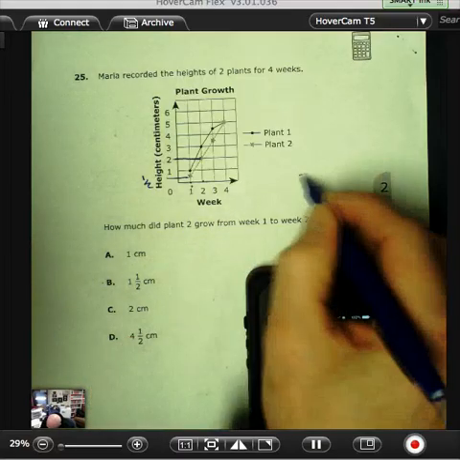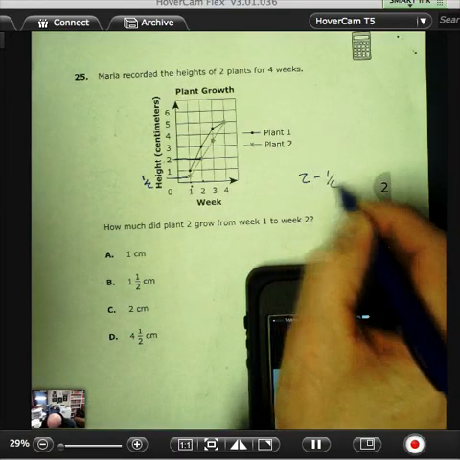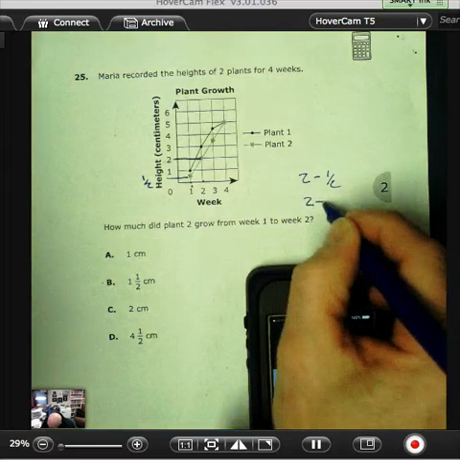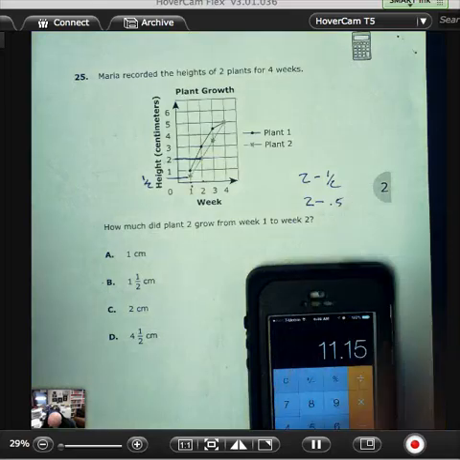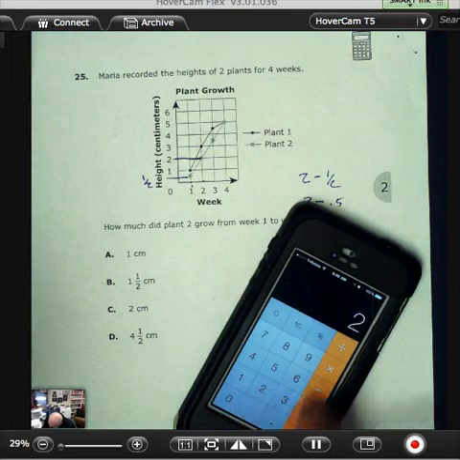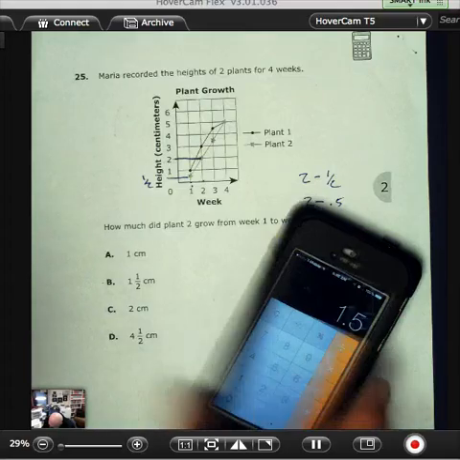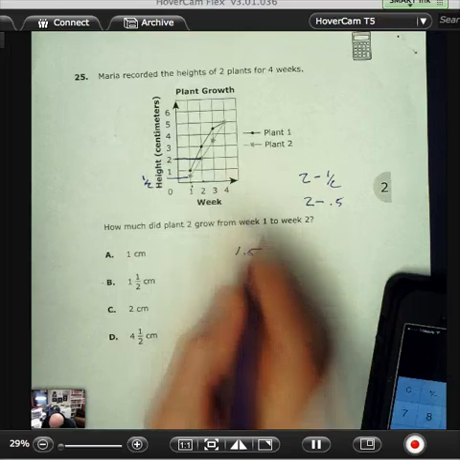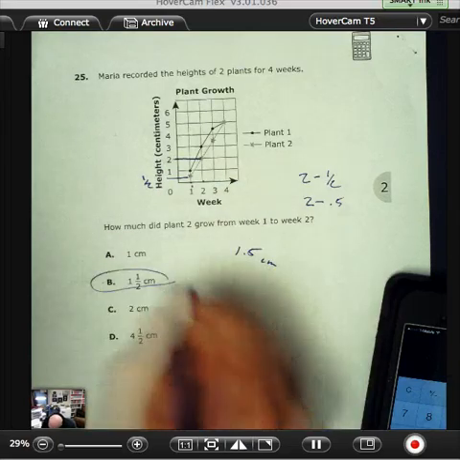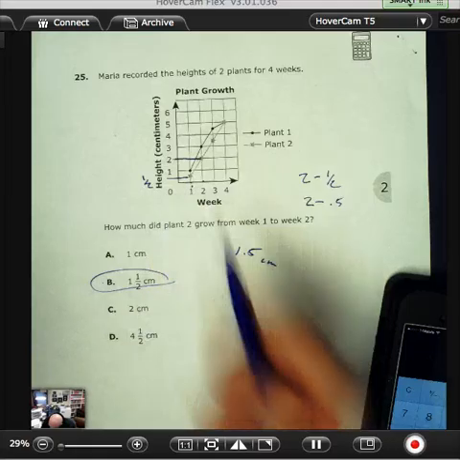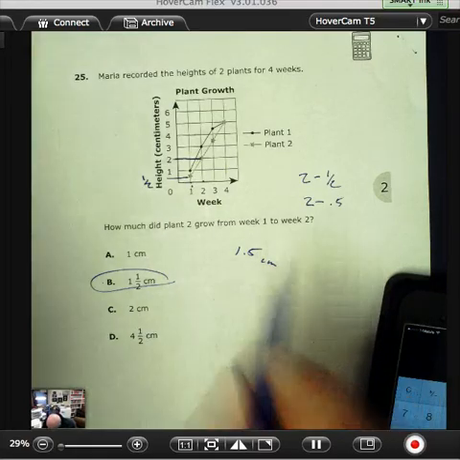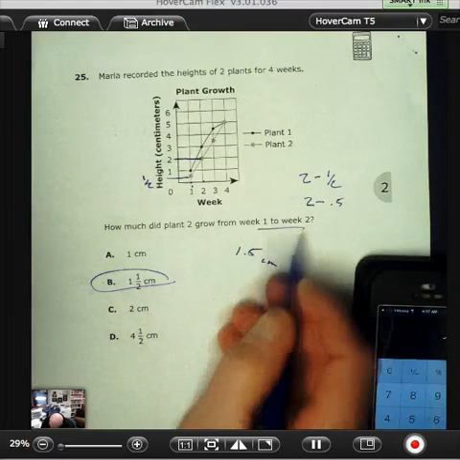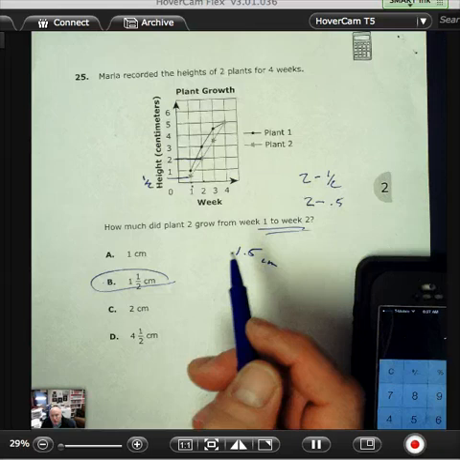So I really have 2 minus 1/2. Now if you remember, 1/2 is 0.5, so I'll just go 2 minus 0.5 on my calculator. That's 1.5. And is it in centimeters? Yeah, 1.5 centimeters. So it grew 1.5 centimeters from week 1 to week 2, so it was in 1 week, during that time span.